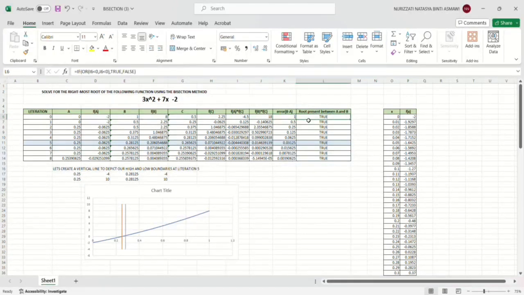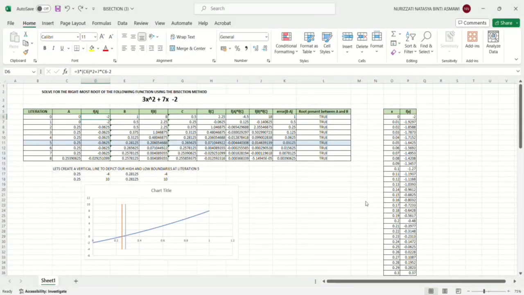And for the next one is the root present between A and B. For this part, we have to use a special formula, which is if either one of these two tables have a negative value, then the root present in A and B will be true. In this case, for every table, there is at least one negative value, thus the root present in A and B will always be true.